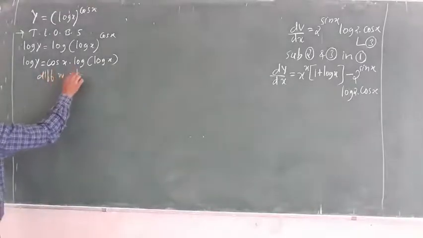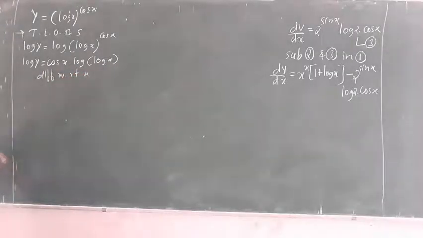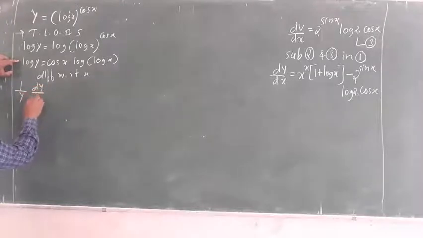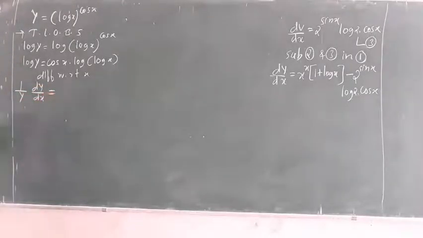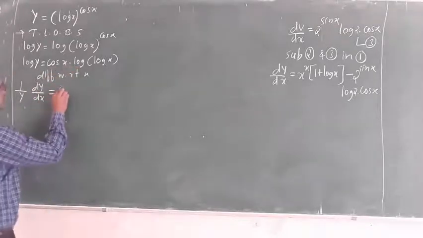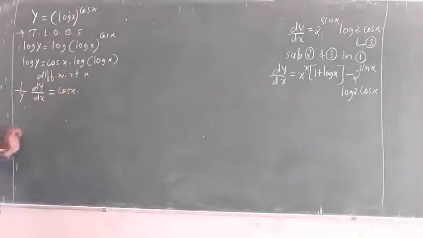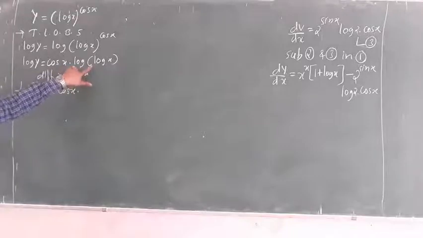Now differentiate with respect to x. The derivative of y is 1 by y dy by dx, which is equals to, this is the product of two functions, so first function as it is into the derivative of second, but the second function is a type of composition function.